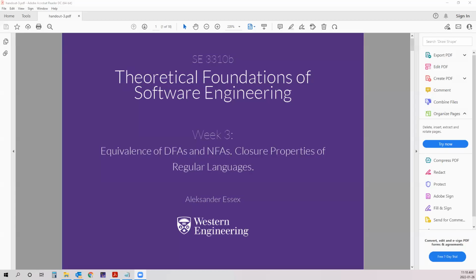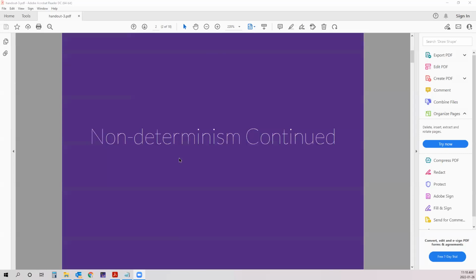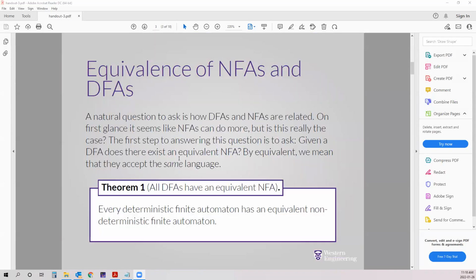Okay, so let me share my screen again. Can you see my screen? Yes, okay, good. So, equivalence of DFAs and NFAs, closure properties of regular languages. Equivalence of NFAs and DFAs.